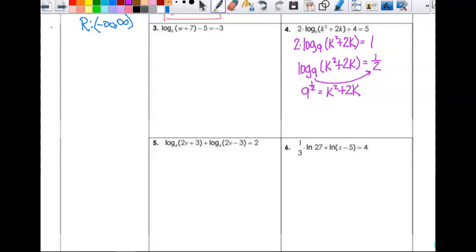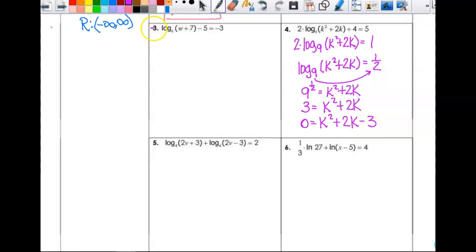What is 9 to the 1/2 power? 3, because anything to the 1/2 power just means the square root, right? So this gives me 3 equals k squared plus 2k. This is a quadratic. Anytime you see a quadratic, your first instinct should be to set it equal to 0. Your second instinct should be to factor, because sometimes our first instinct is to factor, but you don't want to factor right here. We set it equal to 0. So 0 equals k squared plus 2k minus 3.